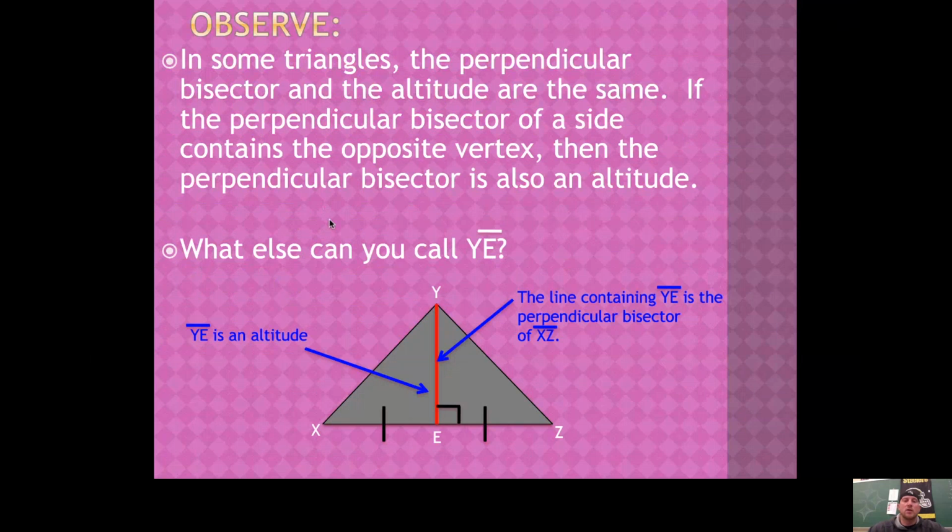This is the second part of our lesson on section 6.2. Last section we learned about medians. In this section we learned about altitudes and perpendicular bisectors.